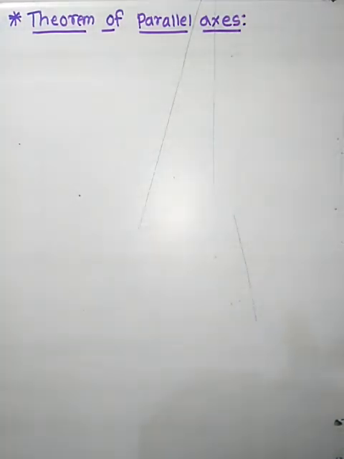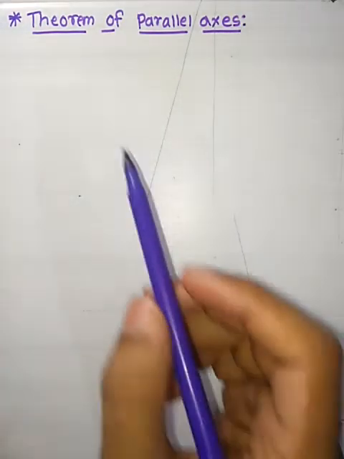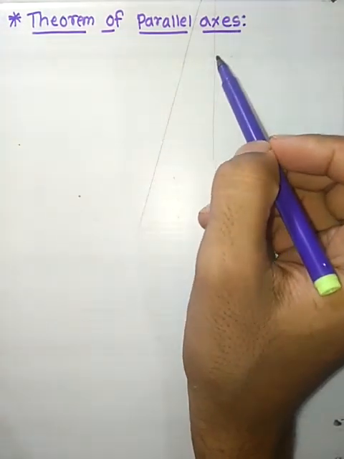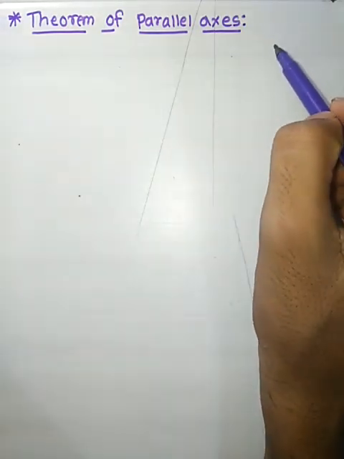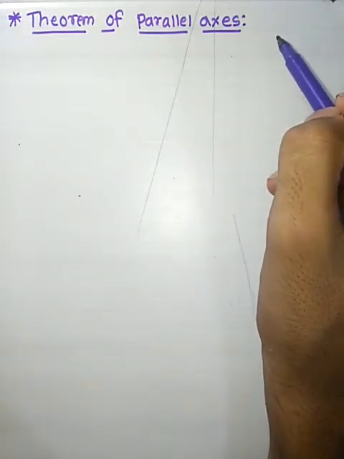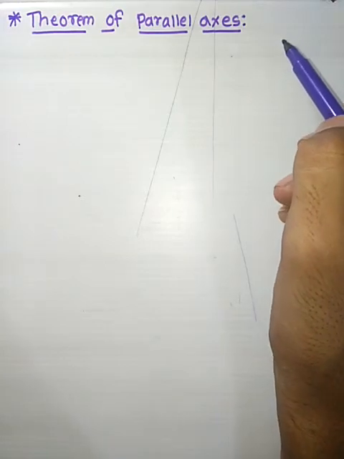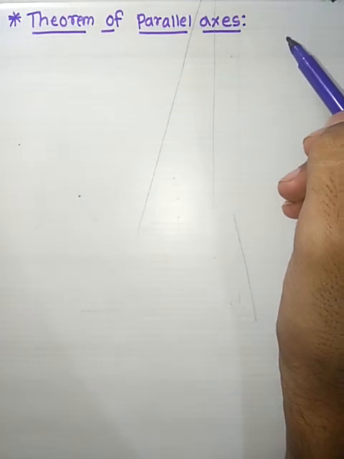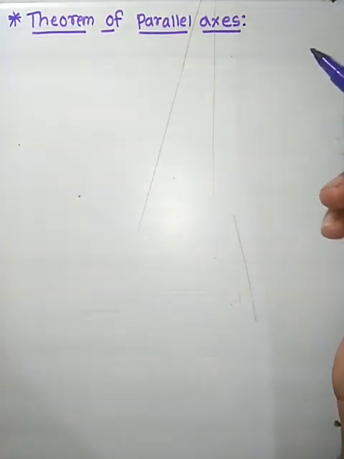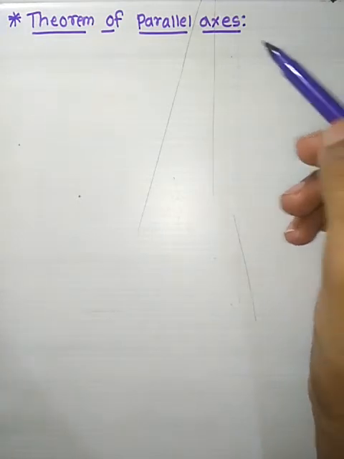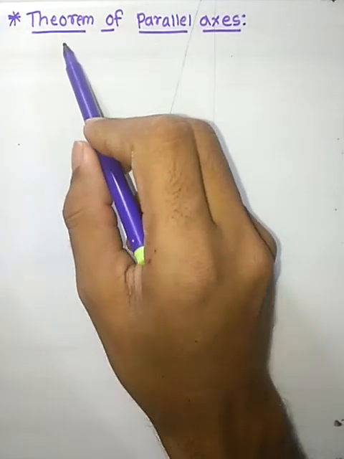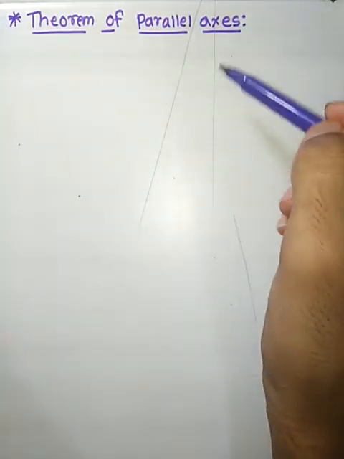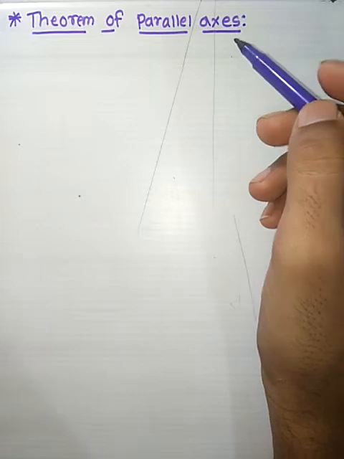Hello students, this is our next lecture on the theorem of parallel axis. In the previous lecture we studied what moment of inertia is, its physical significance, as well as the formula derivation of the moment of inertia of various shapes, that is, the moment of inertia of a disk and of a ring. So what is the necessity of deriving the theorem of parallel axis, or what is the use of the theorem of parallel axis and the theorem of perpendicular axis?